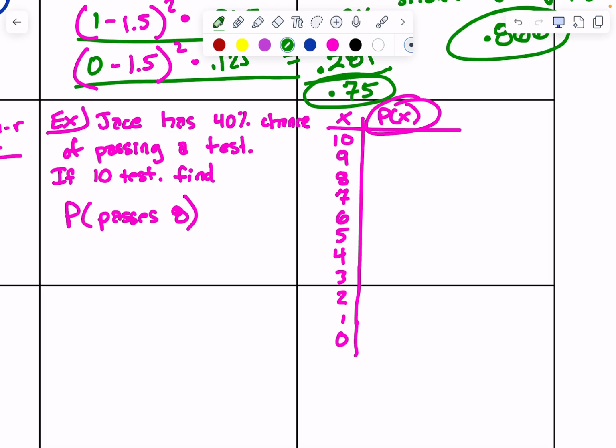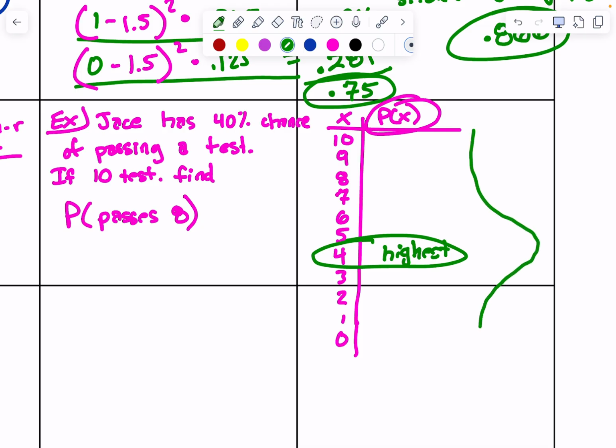Right? Yeah, 4, because his pass rate is 40%. So this should be the highest. Does that make sense? Okay. And then which one should probably be the lowest? 10, right? Because it will be skewed this way. So 0 might be similar to what 8 would be, but 10 would be the lowest. Does that make sense? Because he skewed in that direction.